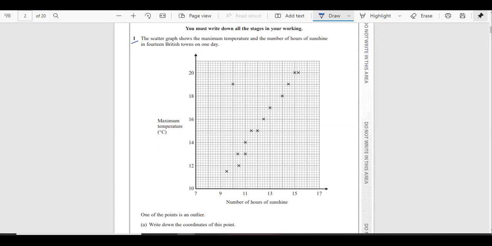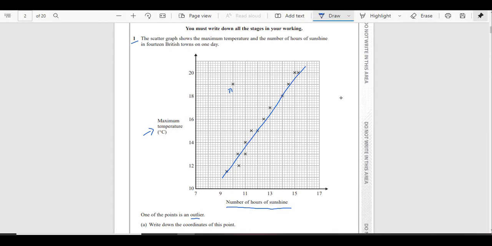It says the scatter graph shows the maximum temperature and the number of hours of sunshine in 14 British towns on one day. So we have temperature and hours of sunshine on the x-axis. First part: one of the points is, in simple words, outside the other points. If I make a line, it should be something of this type, right? Write down the coordinates of this point.